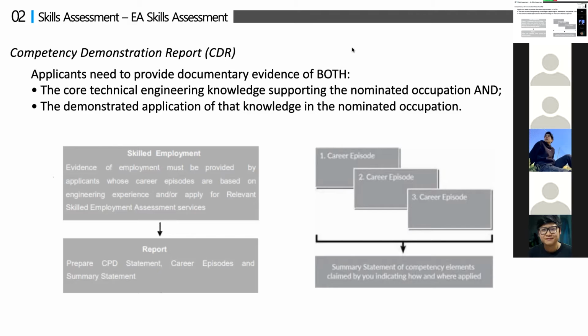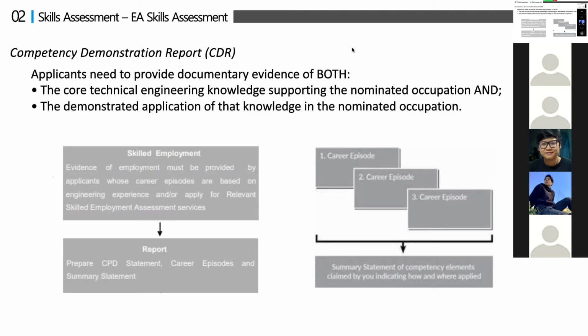So the people who want to apply for the skill assessment through the CDR process must have relevant work experience. Based on work experience, as you can see, they must provide 3 career episodes. It should be from your employment, your work experience, and you have to demonstrate how you meet the professional engineer's requirements and how you take the responsibilities and tasks which a professional engineer requires.